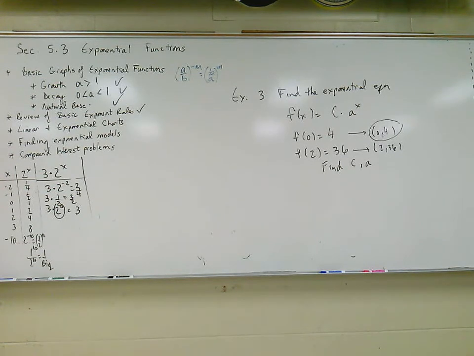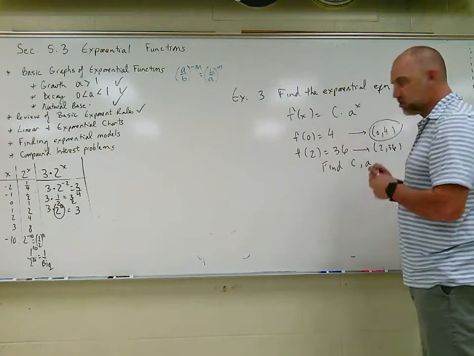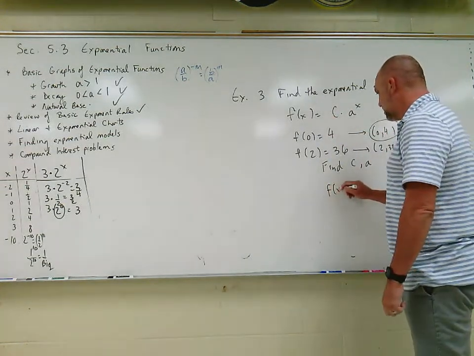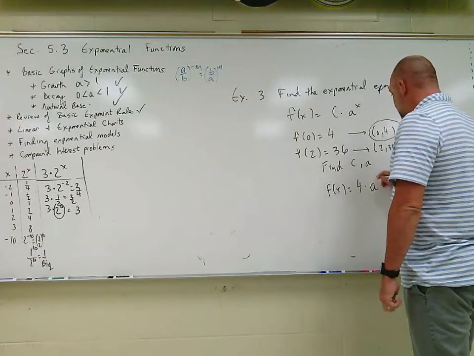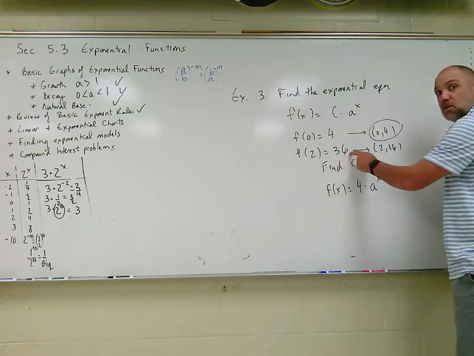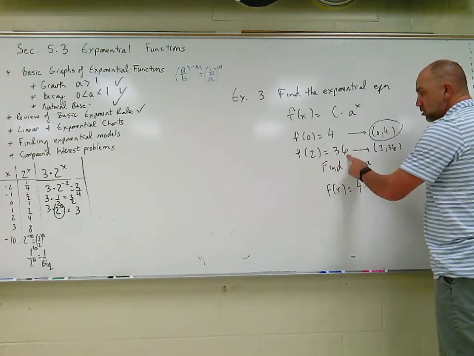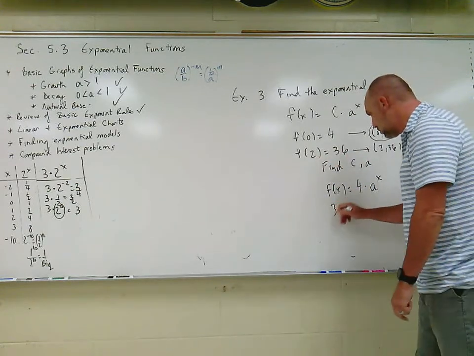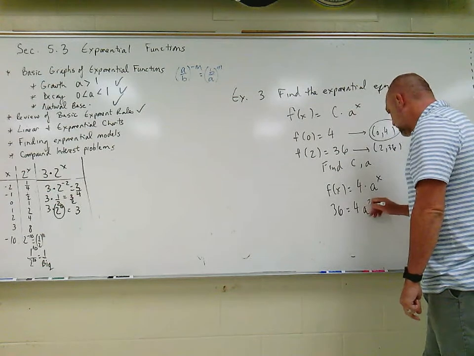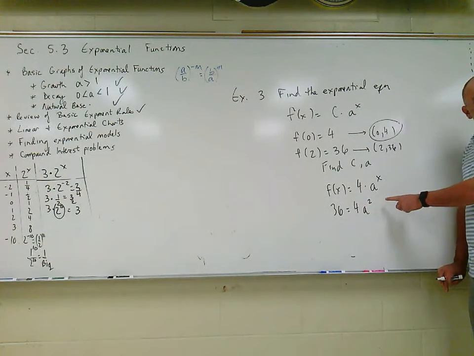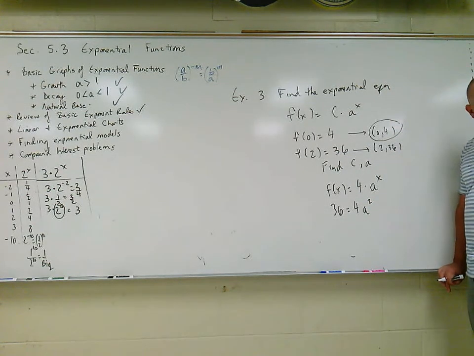No, it's not. Shouldn't be. Did you plug a 2 in for x? Okay. So remember, the y-intercept tells you the c. So right now I know that c is 4. But I gotta figure out what my multiplier is, so I'm gonna use this other point. What do I know? When x is 2, y is 36. So in place of y, I put 36, and in place of x, I put 2. So notice it's a squared, not a.